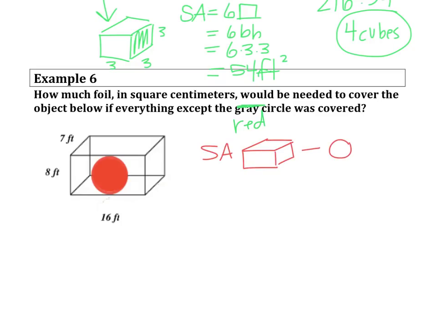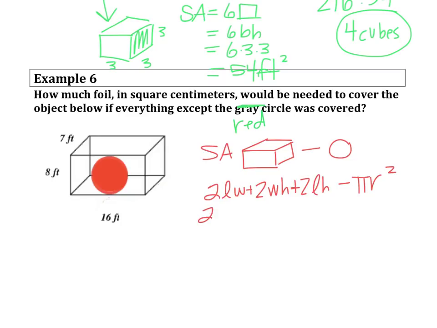Now the whole object is a rectangular prism. So that's 2 length times width plus 2 width times height plus 2 length times height. And students were asking me today, does it matter what order we go in? The answer is truly no, as long as you pair each of the numbers together exactly once. And then we know the area of a circle is pi r squared.